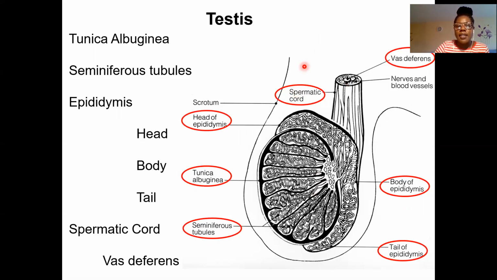If we look inside of the testes, we have several compartments, several tubular structures that are called seminiferous tubules. This is where we have Sertoli cells and the development of sperm taking place.